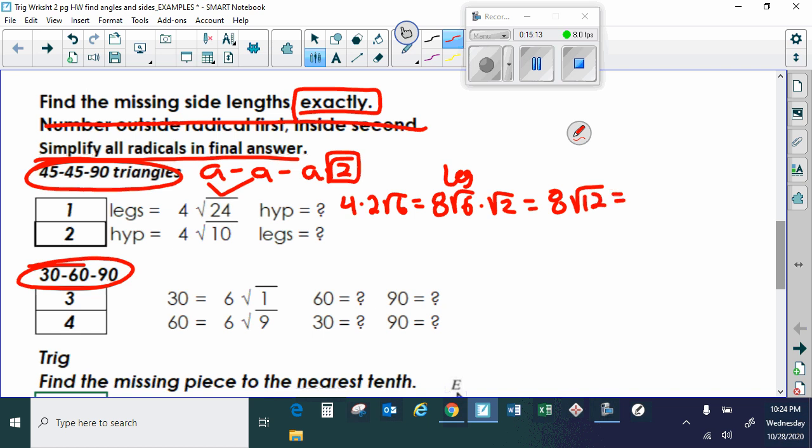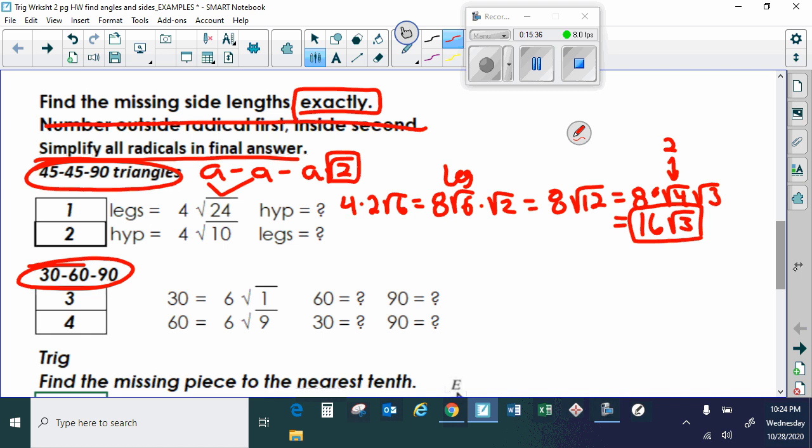Of course, then I have to simplify that. Root 12 breaks down to root 4 times root 3. And root 4 is 2. You should know that. So 8 times 2 is 16 root 3. There's my answer for the hypotenuse in simplified radical form.